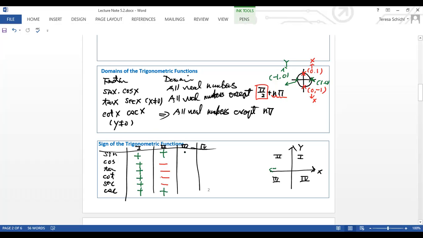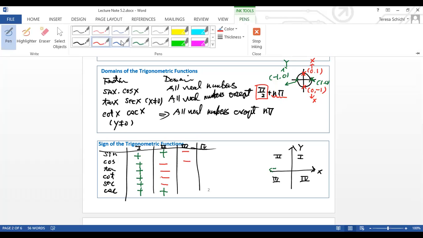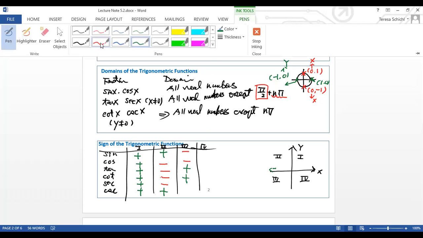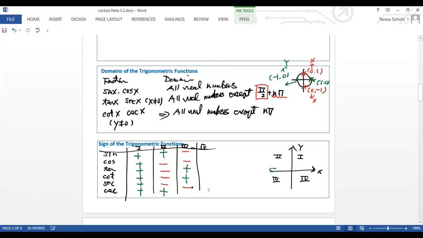Now the third quadrant. Both x and y are negative. Sine is y, so it's negative. Cosine is x, which is negative. Tangent is y over x, so negative over negative is positive, correct? And cotangent is x over y, negative over negative is positive, right? And then secant is 1 over x, so it's negative.